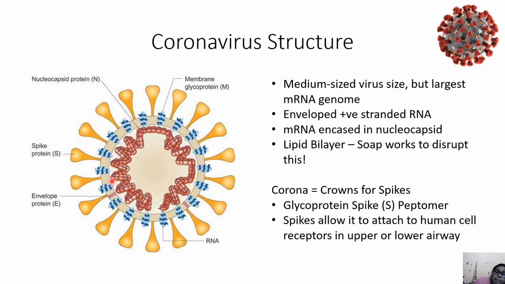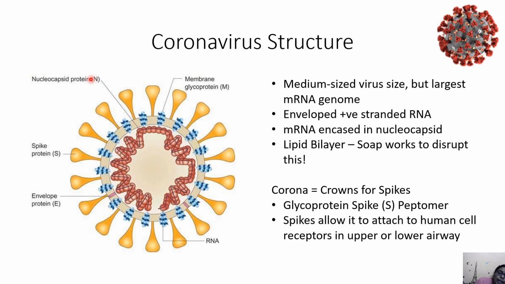There's a lipid bilayer as well, and soap is known to disrupt this lipid bilayer, which is why during the COVID-19 pandemic we were advised to wash our hands with soap for 20 to 30 seconds. If you remember, every time we came from outside, we were encouraged to wash our hands with soap. Even if we have virus particles on our hands, washing with soap will probably disrupt this lipid bilayer. Okay, and why is it named corona? Because of the crowns, the spike protein on the surface of the virus basically gives it the name corona.